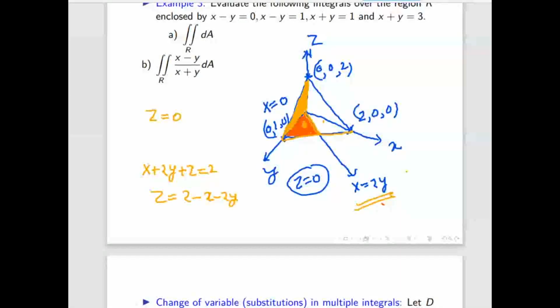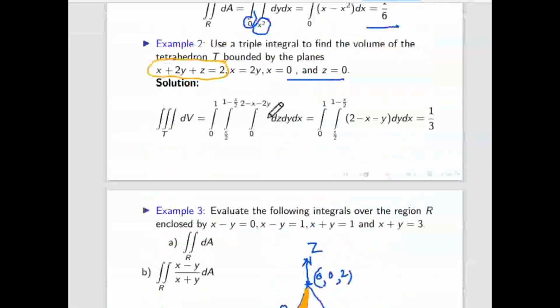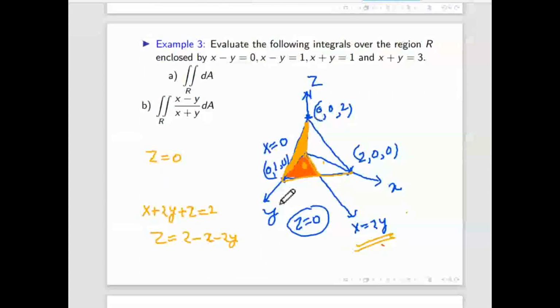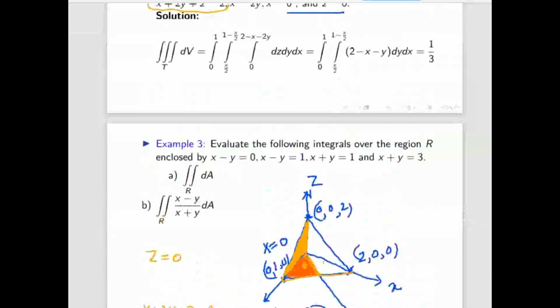Once you get the limit of z, finding the limit of xy is very easy. So first tell me this one is okay, the limit of z. So we start from z equal to 0 and it will go to 2 minus x minus 2y. It will hit this plane. Is it okay or not? Sir, explain again that z is equal to 2 minus x minus 2y.